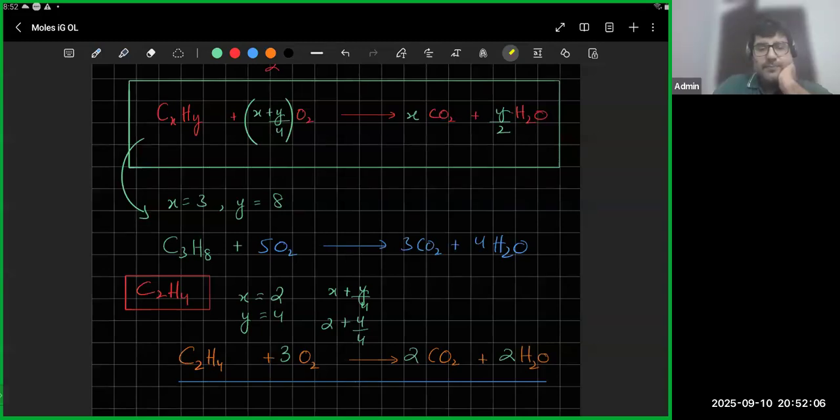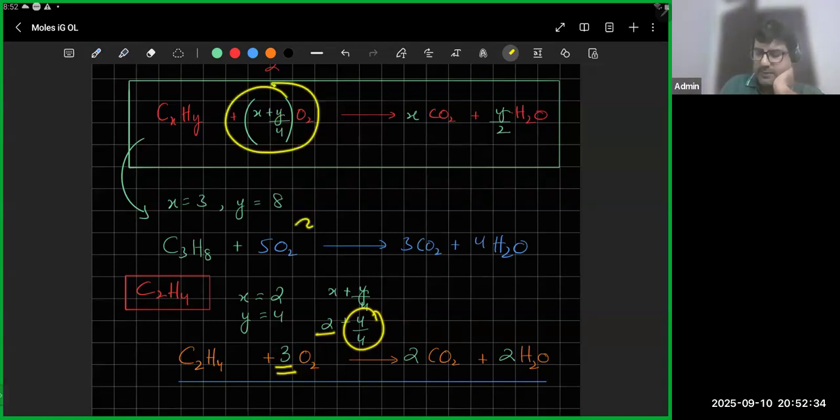Nabila, remember how we got 3? In the general equation, it was x plus y by 4, right? My x is 2 and my y is 4. So x plus y by 4 would be 2, plus 4 divided by 4, which is 1. 1 plus 2 comes out to be 3. So x plus y by 4 over here comes out to be 3. Okay, is this clear?